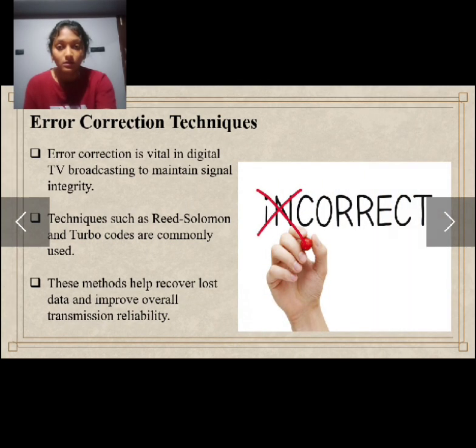The next is error correction techniques. Error correction is vital in digital TV broadcasting to maintain signal integrity. Techniques such as Reed-Solomon and Turbo codes are commonly used. These methods help recover lost data and improve overall transmission reliability.